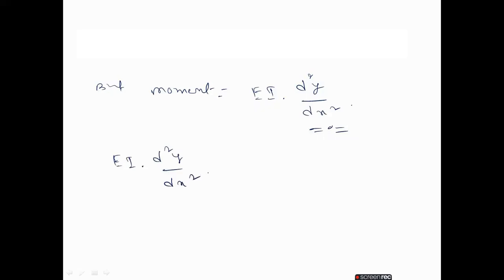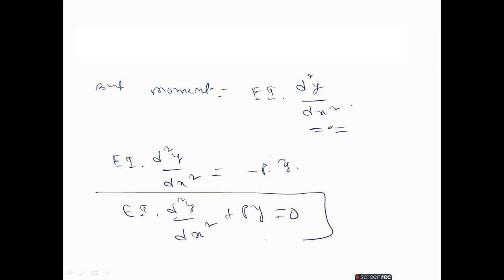Generally we know the moment equals EI into d square y by dx square. Now we are equating both moments. So EI d square y by dx square equals minus P into y. If I send it to the left side, what happens? EI d square y by dx square plus P y equals 0. This is our equation here.